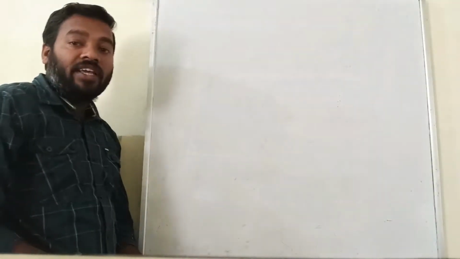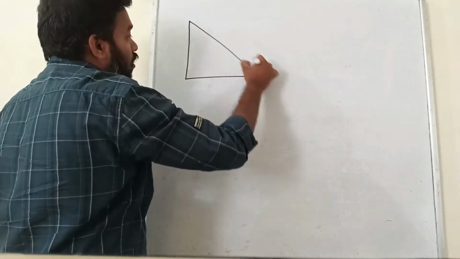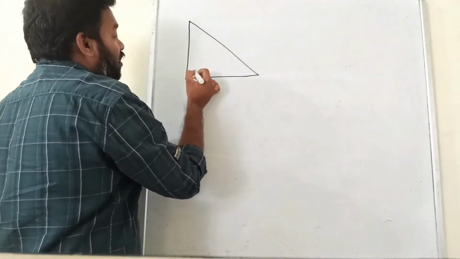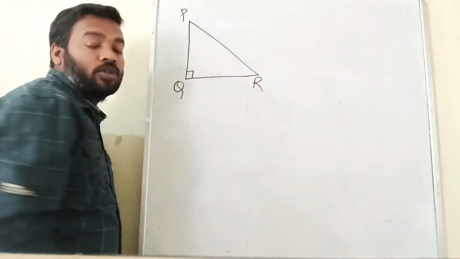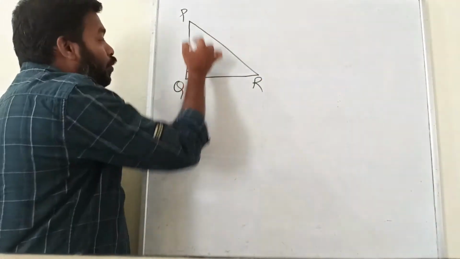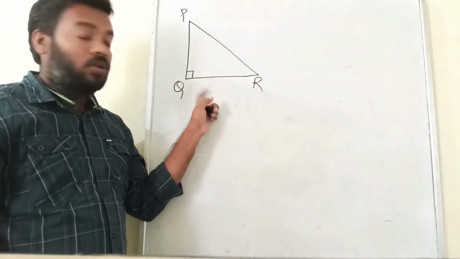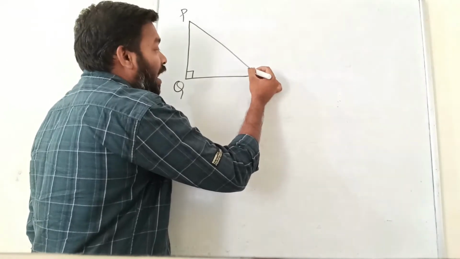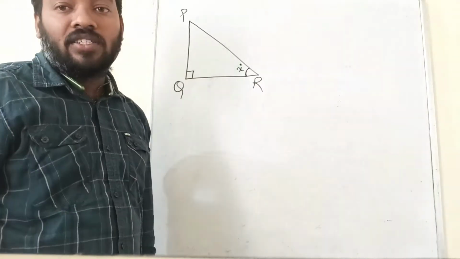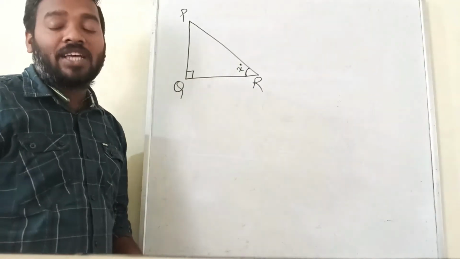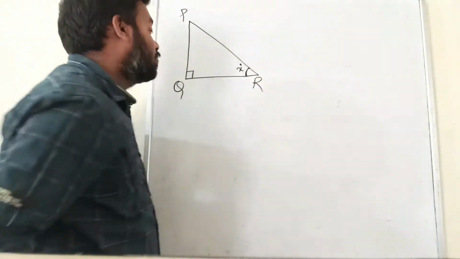Consider a right angle triangle again, with right angle at Q. P and R are the other two vertices of the triangle. So PQR is a right angle triangle, right angle at Q. And let us take angle R as X, because we don't know the value, we are naming some angle here as X.